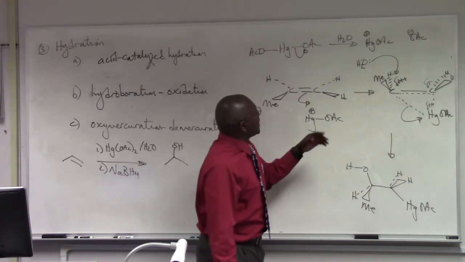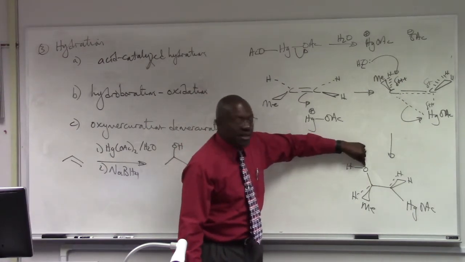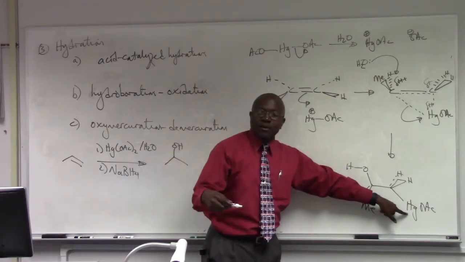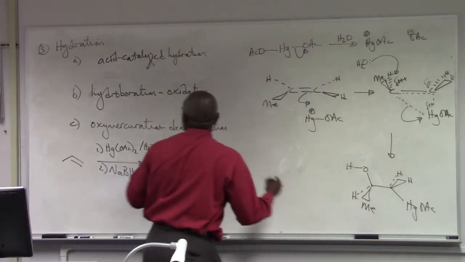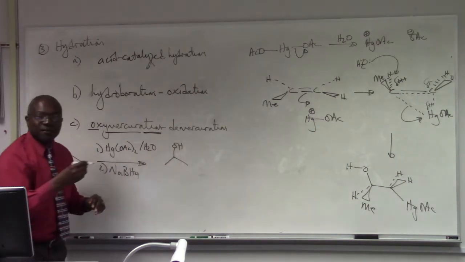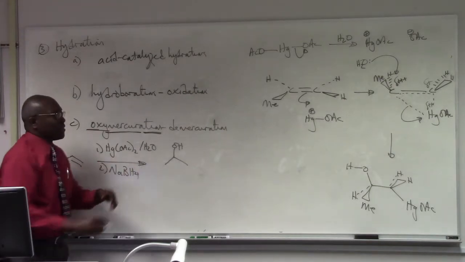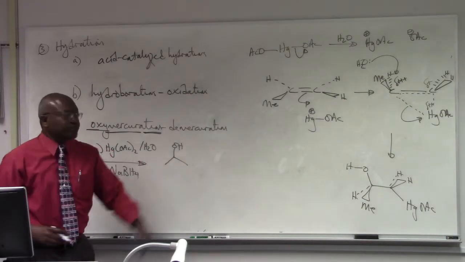So what I've done then from here to here is I've added oxygen and mercury across the double bond. So that is therefore called an oxymercuration. Ation means addition of. What did I add to the double bond? Oxygen and mercury. So it's called an oxymercuration.